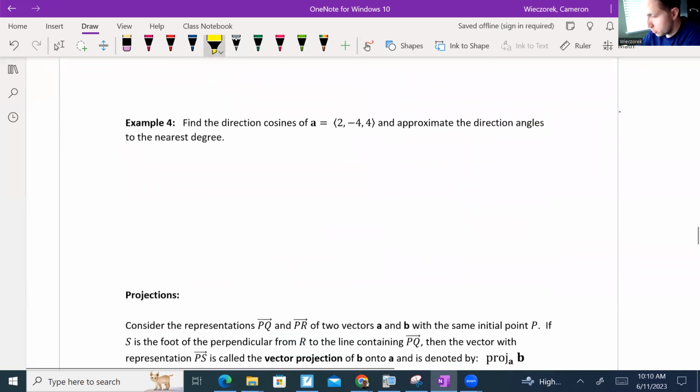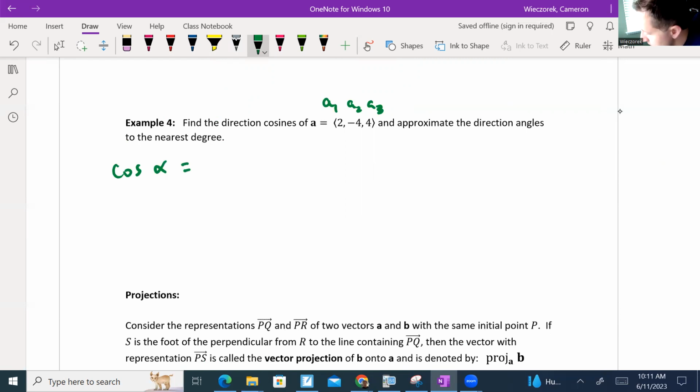Okay, let's try one out. Again, these don't take too long to compute, but worth trying at least one out. Find the direction cosines of A, where A is the vector 2, -4, 4, and then let's approximate the direction angles to the nearest degree. Okay, so in this case, here's my A1. I'm going to label A1, A2, A3. And so cosine of alpha is going to be my A1. Let's do the magnitude off to the side because we're going to need it for all three.